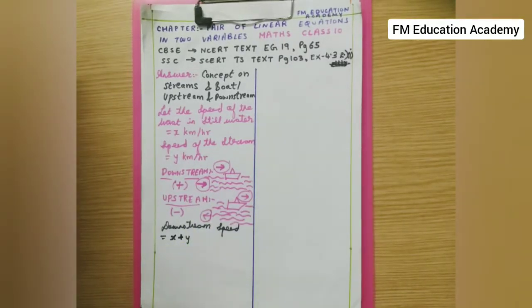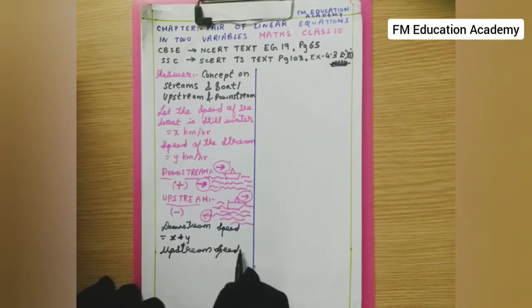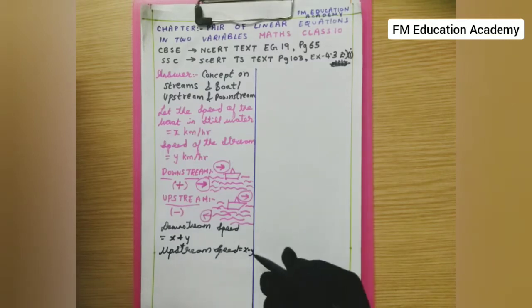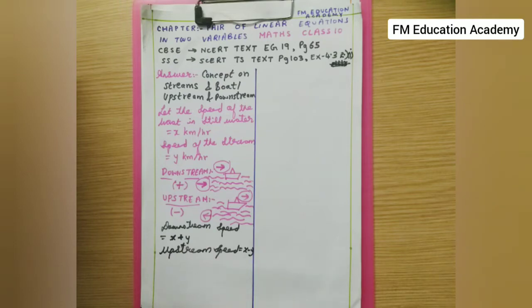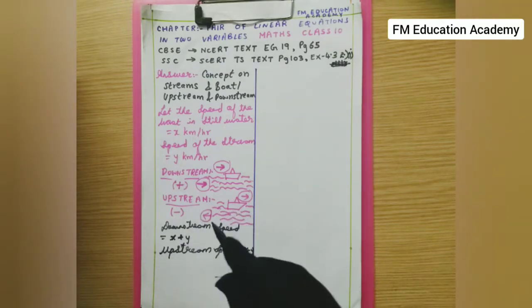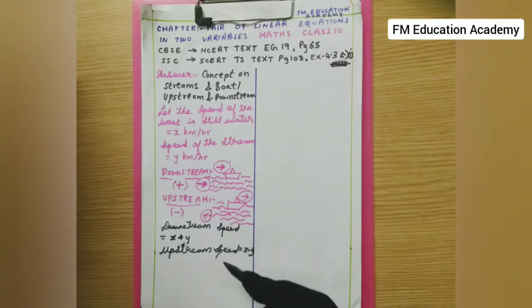Now similarly, what will be upstream speed? Upstream speed is equal to x minus y. Why x minus y? Because x is speed of boat in still water and y is speed of the stream. So if I want to find out the total speed upstream, I need to subtract x minus y, because upstream means when the speeds are in the opposite direction. That is when speed of boat and water are in opposite direction, we have to write minus. Okay, so we got downstream speed, we got upstream speed.